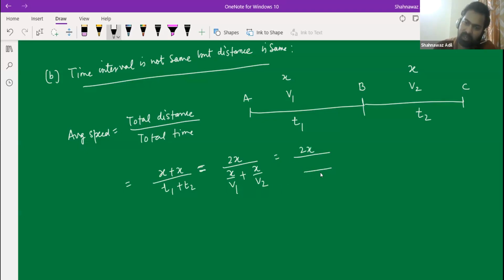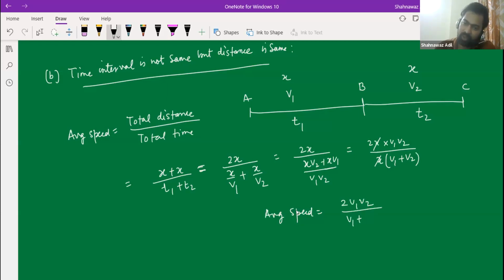And for the denominator, the LCM is V1 V2, giving XV2 plus XV1. So we write 2x, this V1 V2 goes upstairs, divided by x common times V1 plus V2. So x and x cancel, and the average speed you get is 2V1V2 divided by V1 plus V2. So we don't have the usual definition.